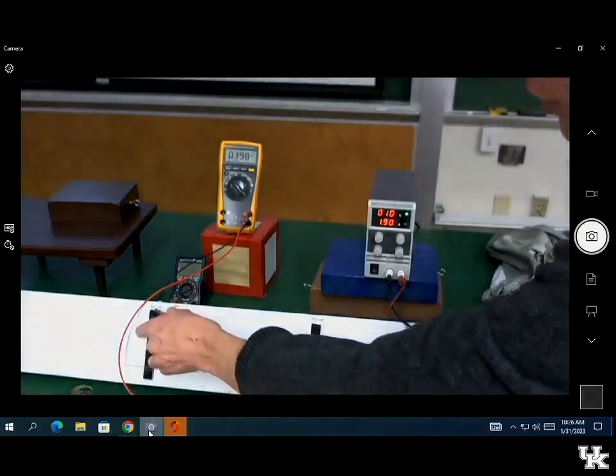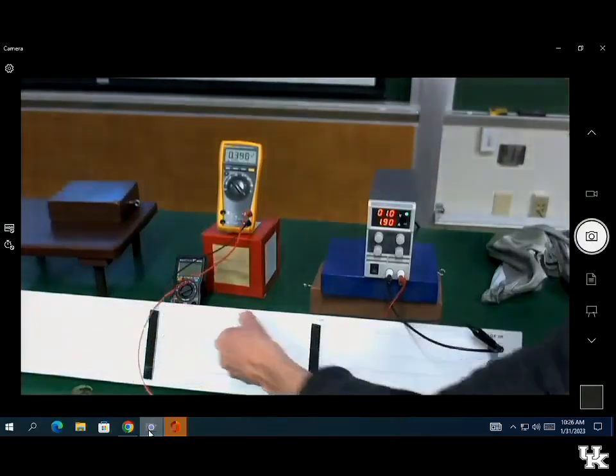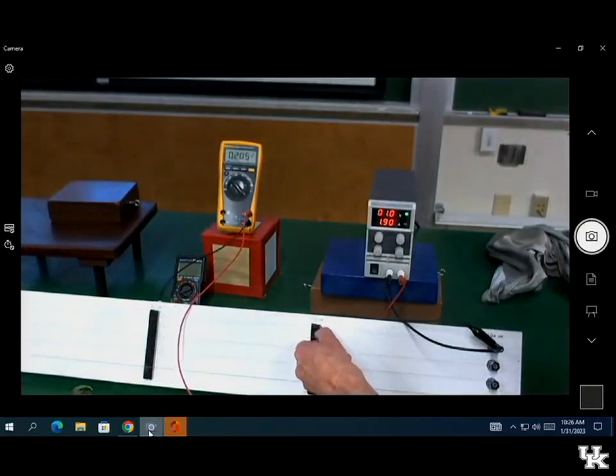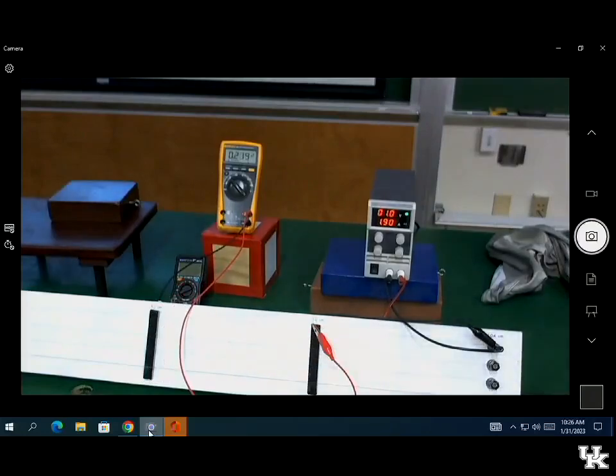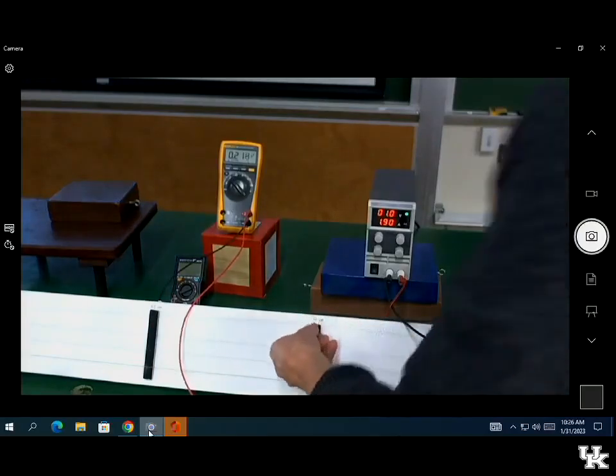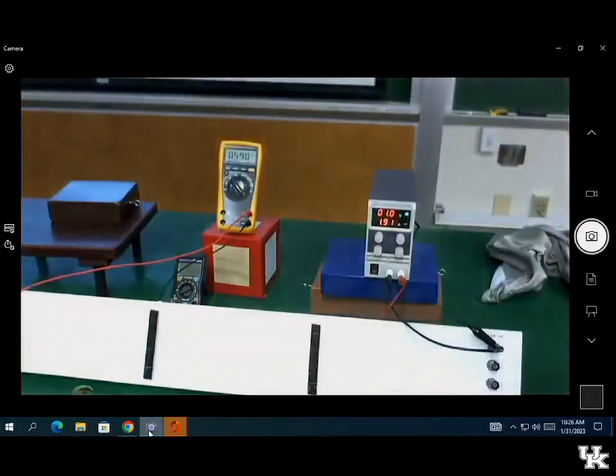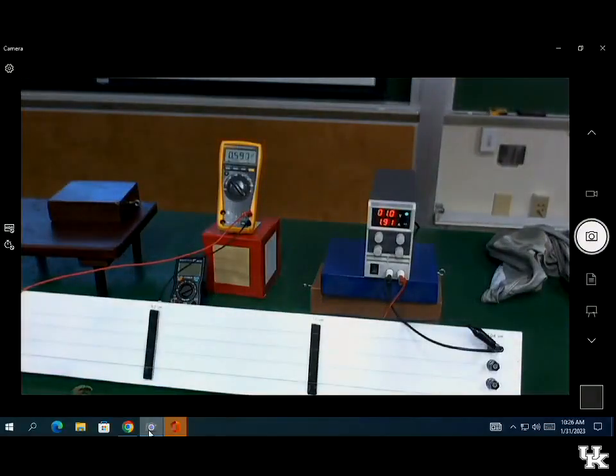If I shorten the length of the wire, this is 0.2 ohms, roughly. So I've halved the length of the wire, I got half the resistance. I can triple the length of the wire here, and now get about 0.6 ohms. So this is showing you that the resistance depends on the length of the wire.